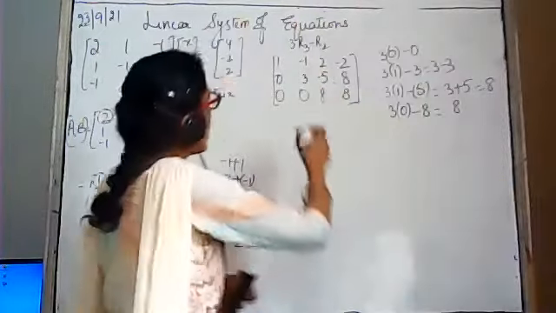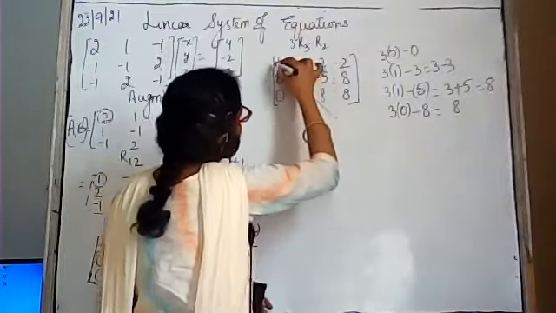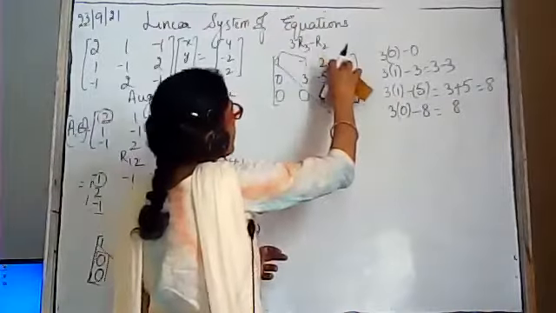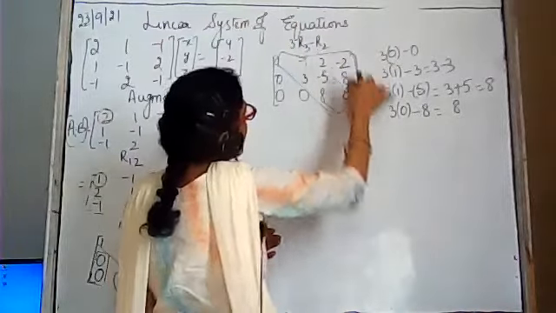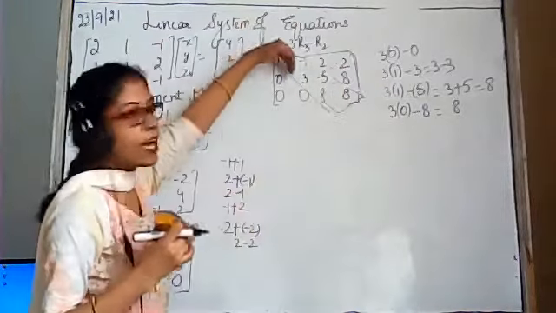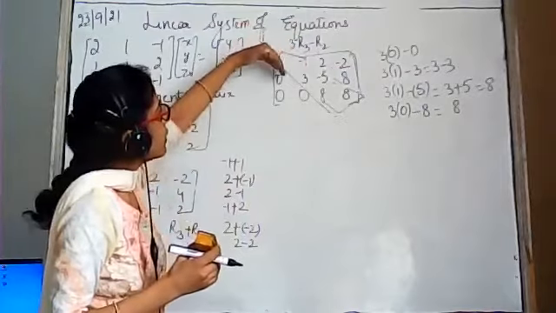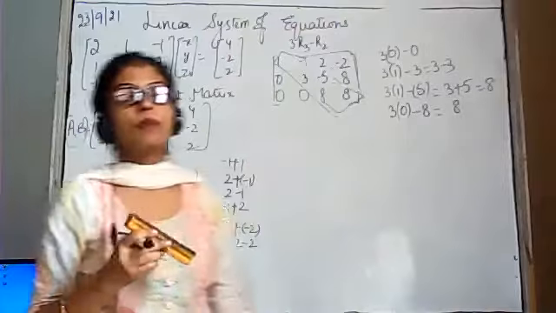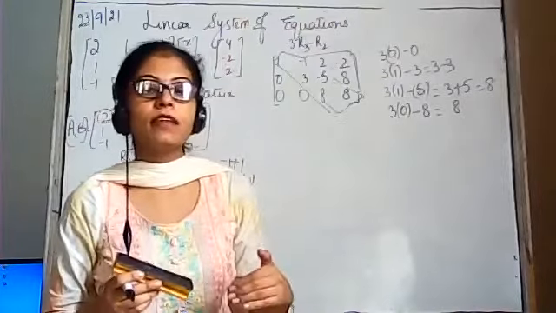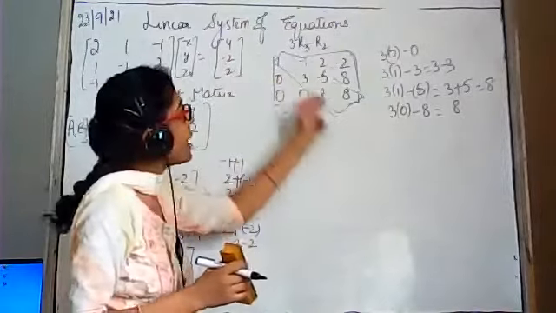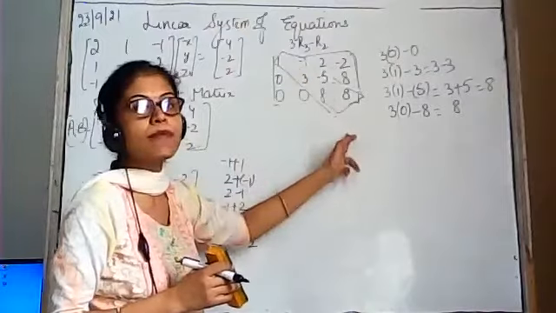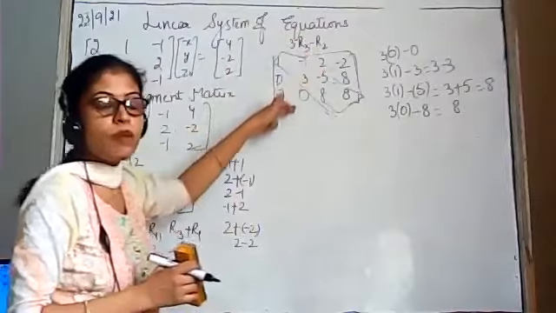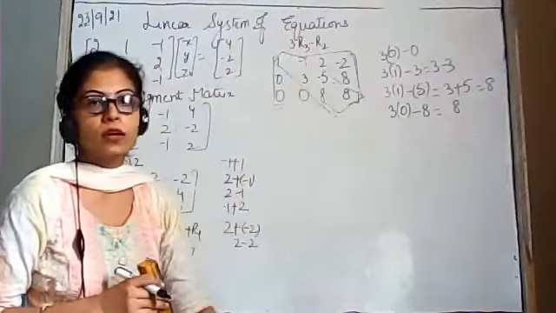So we have reduced our given matrix into the upper triangular form. This is our upper triangular form. Upper triangular form means that the elements below the diagonal elements must be 0. This is the main diagonal, and if we take it this way, this is the secondary diagonal. So we have to make the elements below the main diagonal 0.